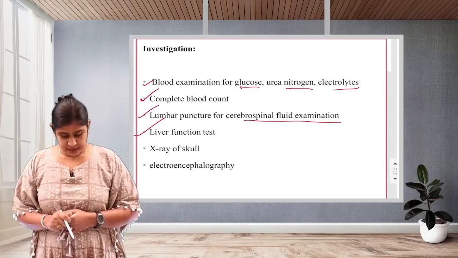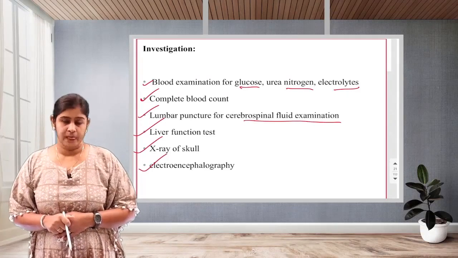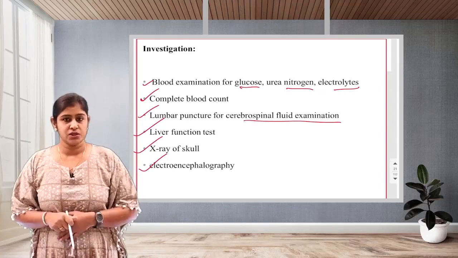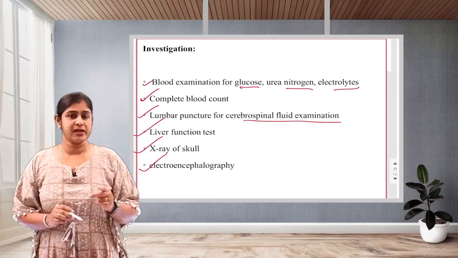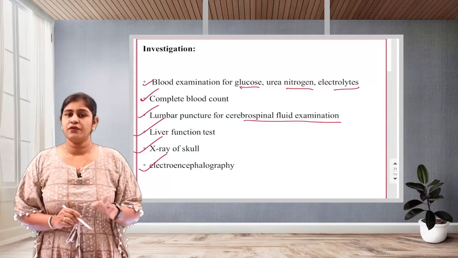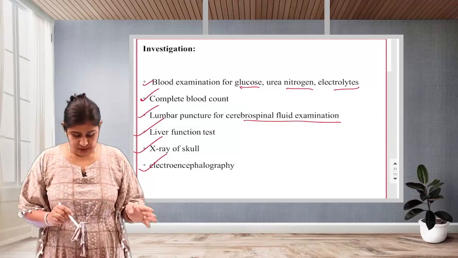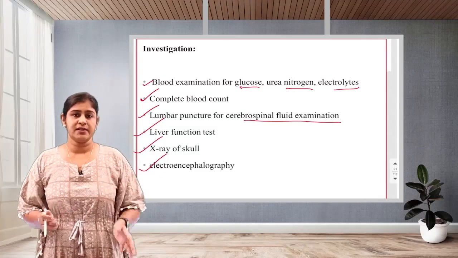Liver function test, X-ray of the skull, then electroencephalography. So these are the basic investigations we are doing: blood examinations for glucose, urea nitrogen and electrolytes, complete blood count, lumbar puncture for cerebrospinal fluid examination, liver function test, X-ray of the skull and electroencephalography.